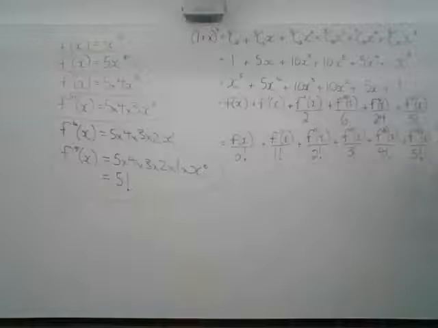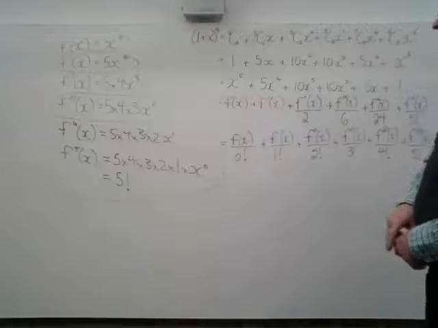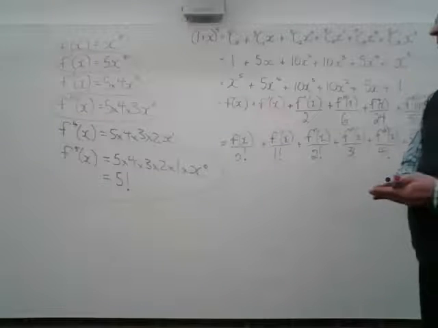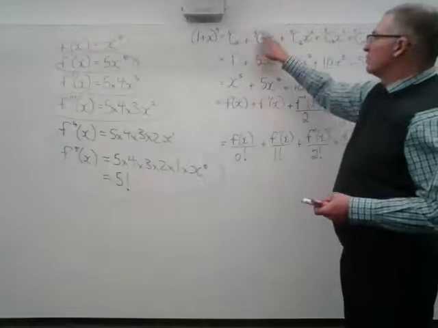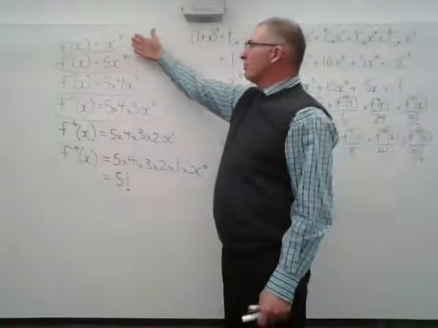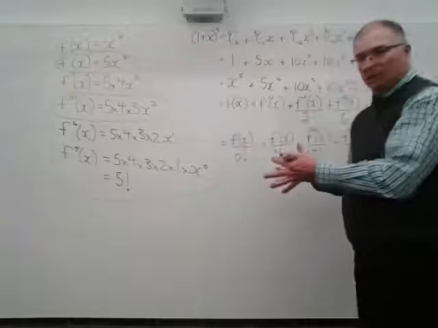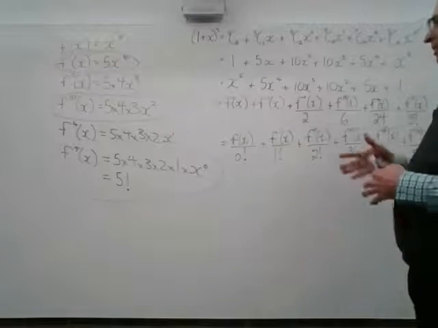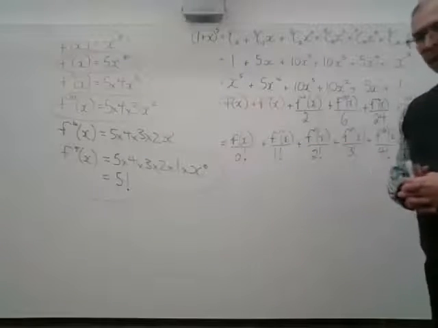So what I've tried to show here is that there's a relationship between the actual expanded terms of the binomial and also the derivatives, and also built into that a relationship with our factorial notation that we've been learning.